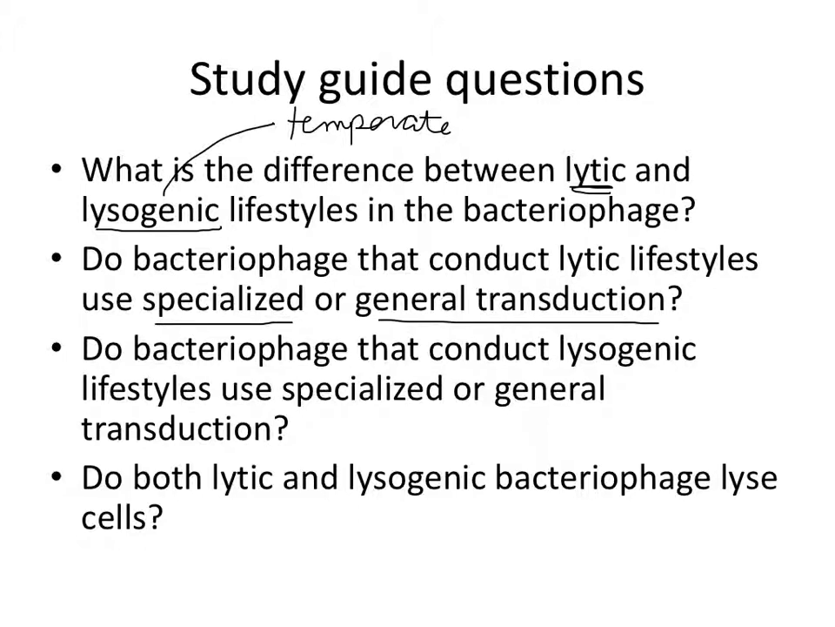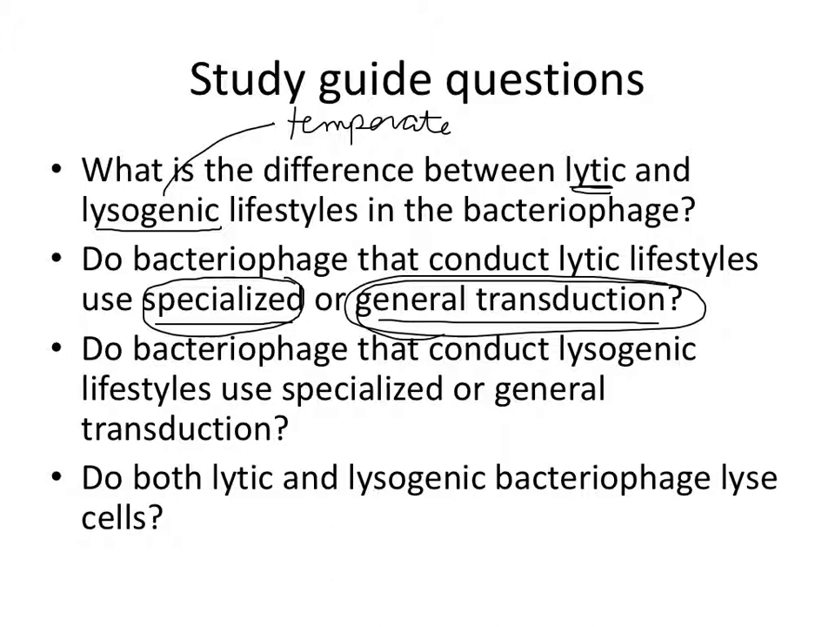Okay, generalized transduction happens whenever you've got infection that results in lysis. So, in fact, either type of phage can do generalized transduction or general transduction. Specialized transduction only happens in those phage that can participate in making a prophage. That's only those that are the so-called temperate or lysogenic phage.